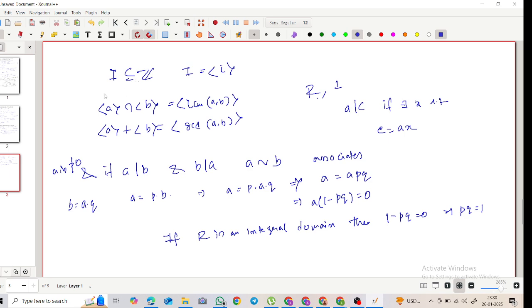Now come back to Z. If A divides B and B divides A, what do you get? A is plus minus B, right? So plus 1 and minus 1, they are both units in Z.